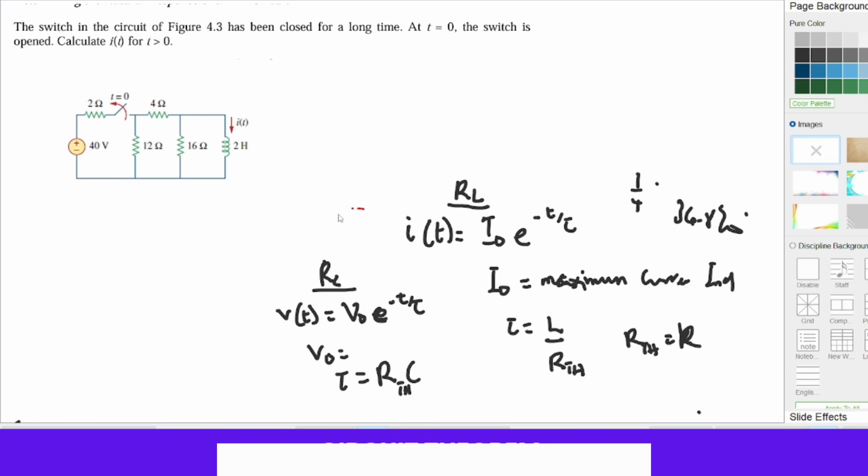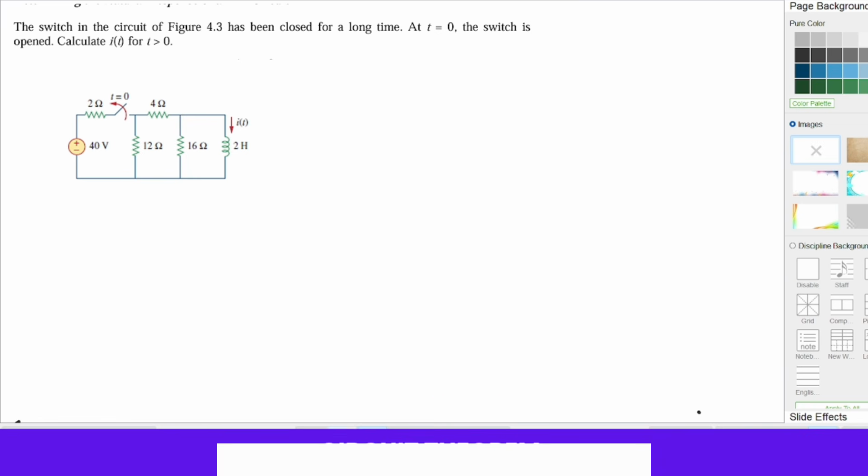So without much ado, let's work on our calculation so that we'll get a better understanding of whatever we've talked about so far. So this is our first question. The switch in the circuit of this figure, that is figure 4.8, has been closed for a long time. At t equals 0, the switch is opened. We should calculate i(t) for t greater than 0.